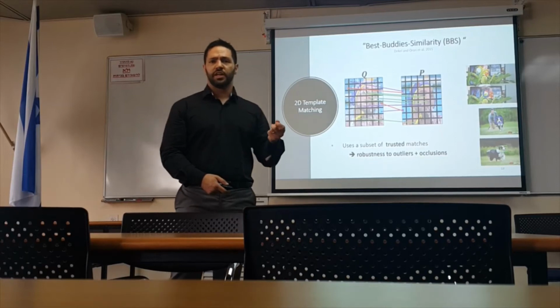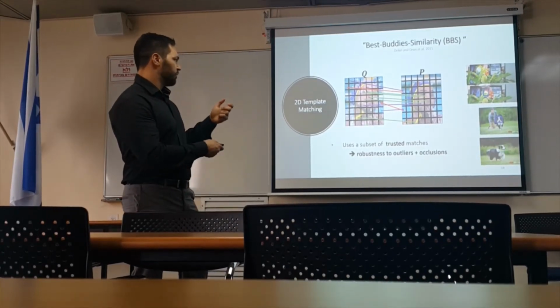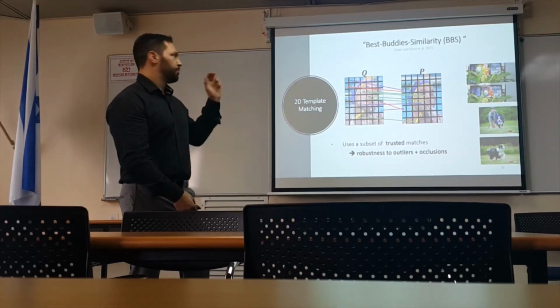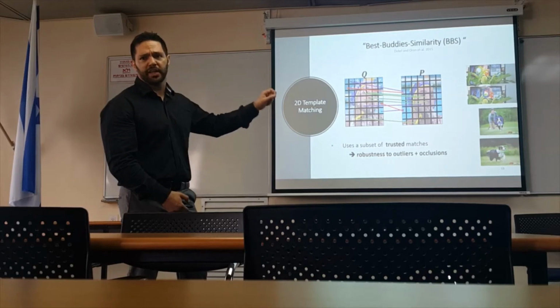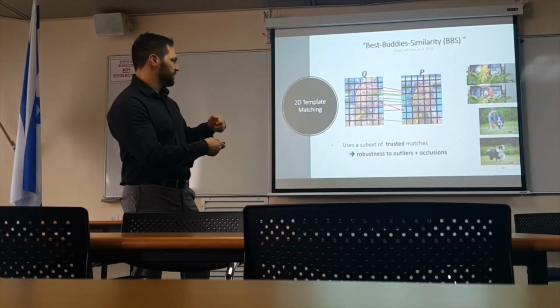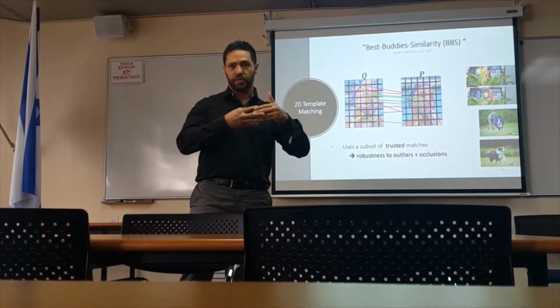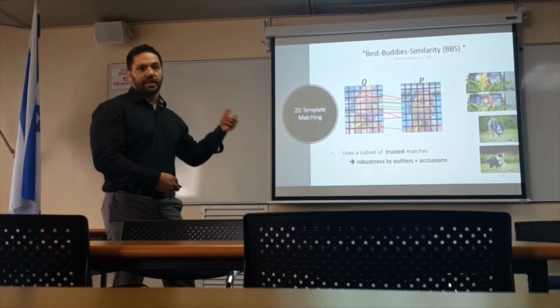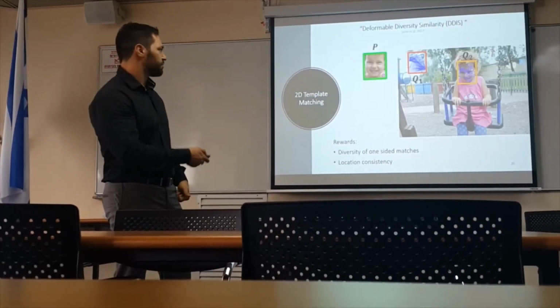So best bodies similarity, they counted as reliable matches only those, the green arrows here, where the patch in the template considers one patch as a nearest neighbor, and the same patch in the search window considers it a nearest neighbor as well. So a mutual relationship means a reliable match, and they just counted this.